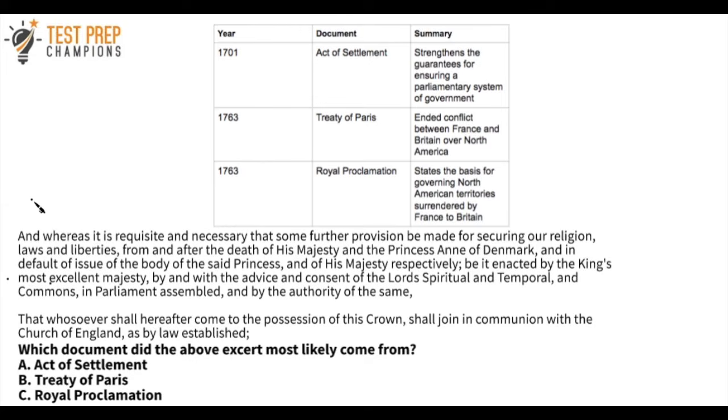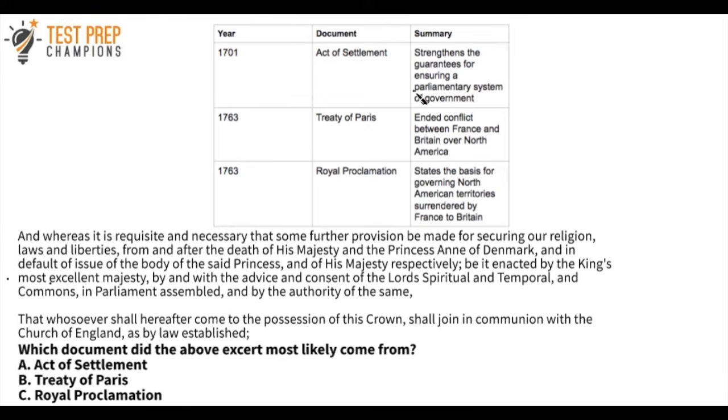So then the question reads, which document did the above excerpt most likely come from? A, the Act of Settlement, B, the Treaty of Paris, or C, Royal Proclamation. So pause the video, try to figure this out, and then we'll go over it. Okay, let's go over this.